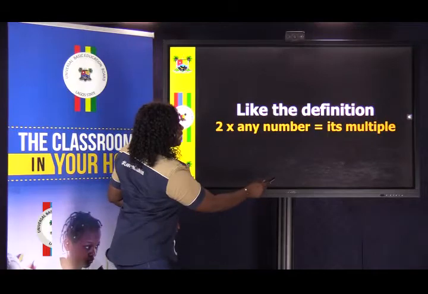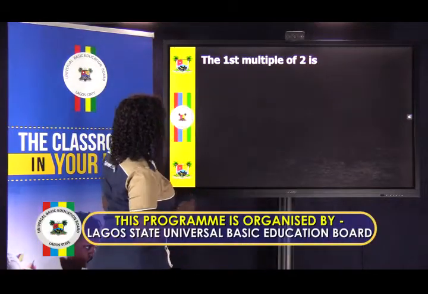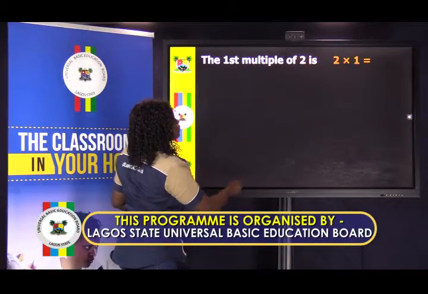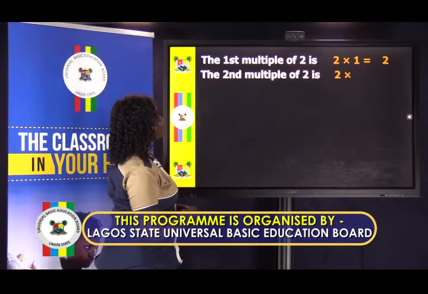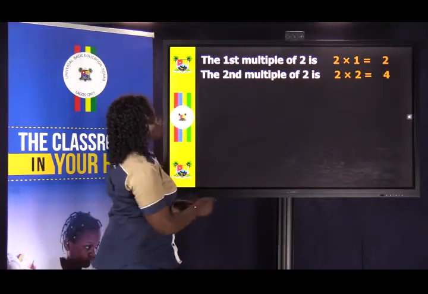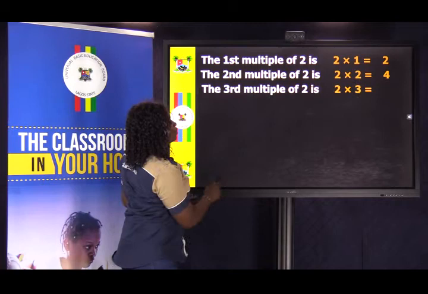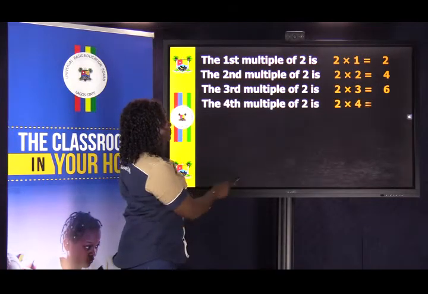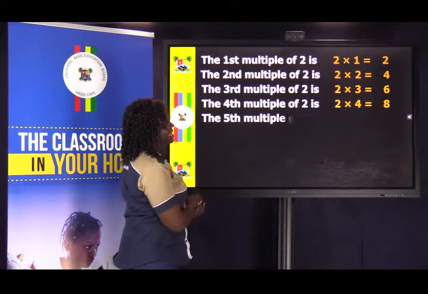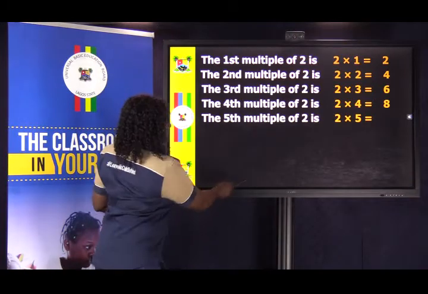Yes, 2 times any number, it's a multiple. So simple. 2 times 1 is 2. 2 times 2 is 4. 2 times 3 is 6. 2 times 4 is 8. 2 times 5 is 10.